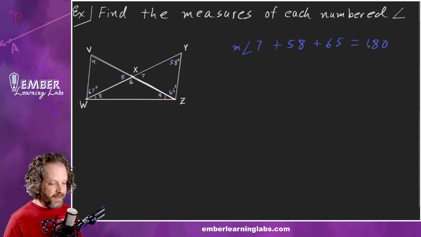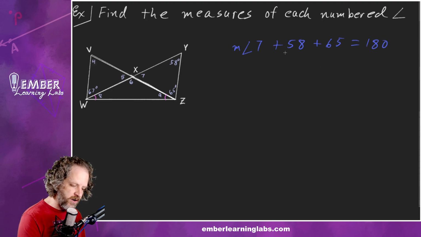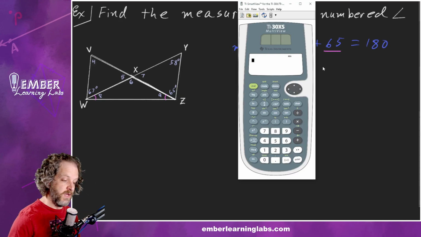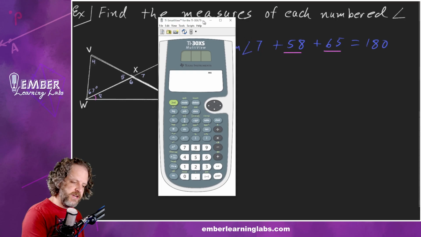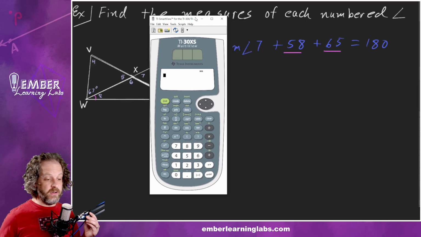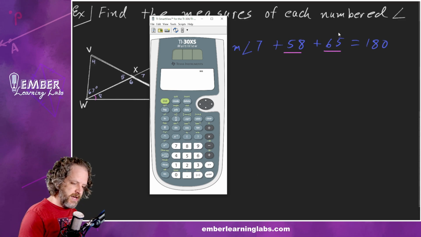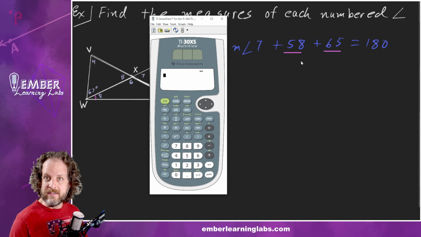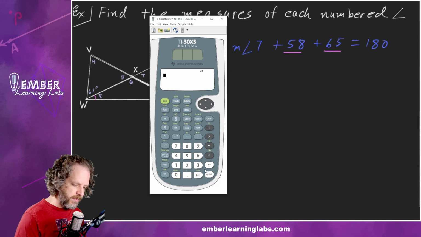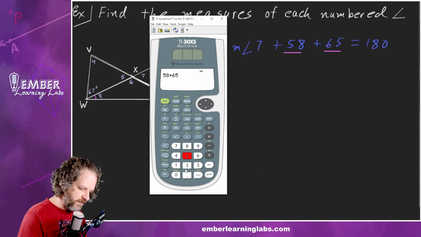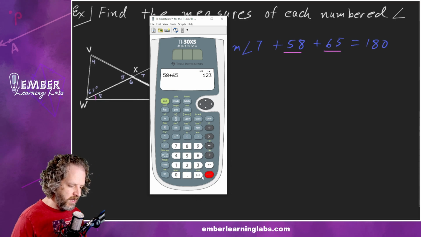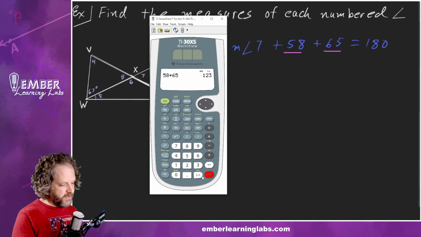Now we can just solve that little equation. We can combine like terms. So 58 plus 65 is... You probably want to sanity check that with some math. You could do it in your head. You get 110 plus 13, so 123. And then we can sanity check, like we always try to do. So 58 plus 65, 123, sanity check worked.